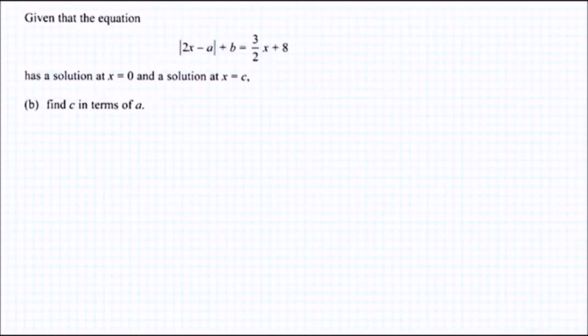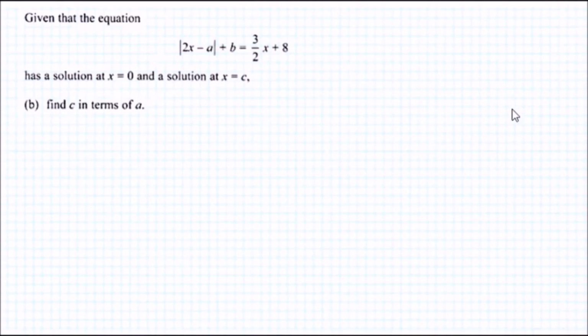Okay, part b. Given that the equation is now extended to this one, so we have the absolute value of 2x minus a, plus b, equals 3 over 2 x plus 8. And we know that this has a solution at the points x equals 0 and x equals c. So here they just want us to find c in terms of a.